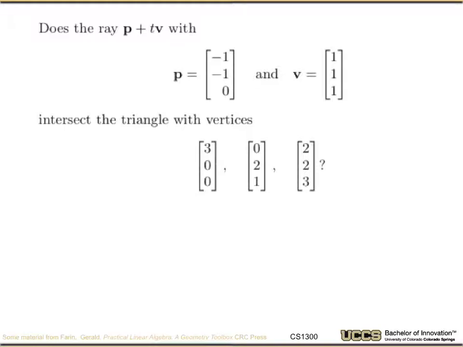Okay, another intersection question. Let's ask, does the ray or the line P plus tV, with P equals this and V equals that, intersect the triangle with vertices given by these 3 points? Here I've used the word ray. In graphics, we'd want to make sure that the value of t is positive, so we're on the positive half of the ray, but other than that, it's just the same as doing the intersection with a line. So go ahead and work through that problem, see if you can figure out the solution.